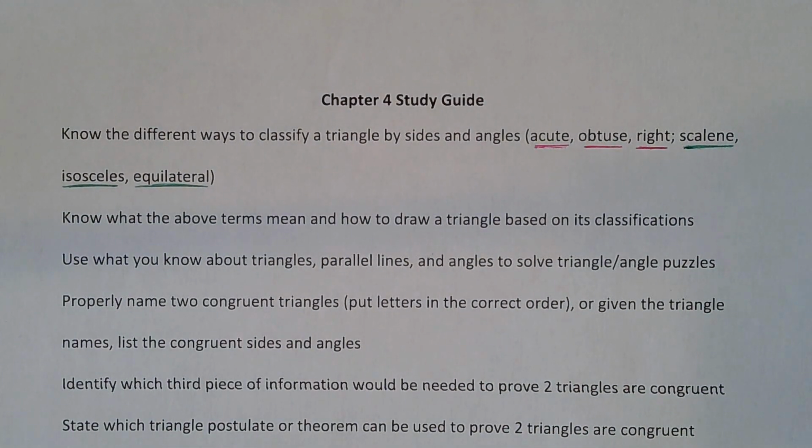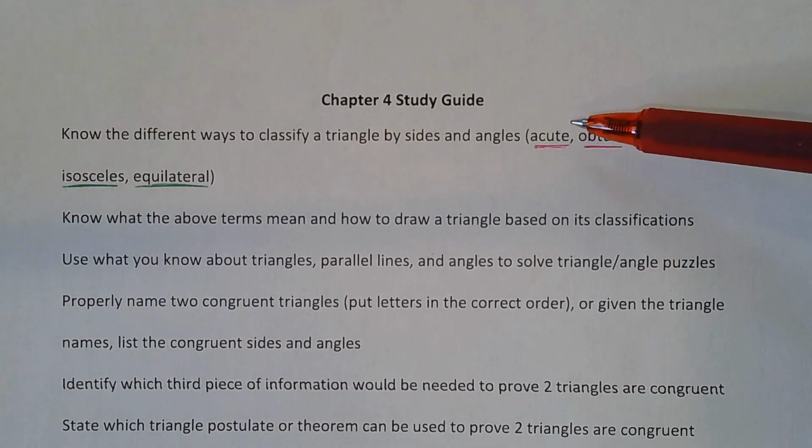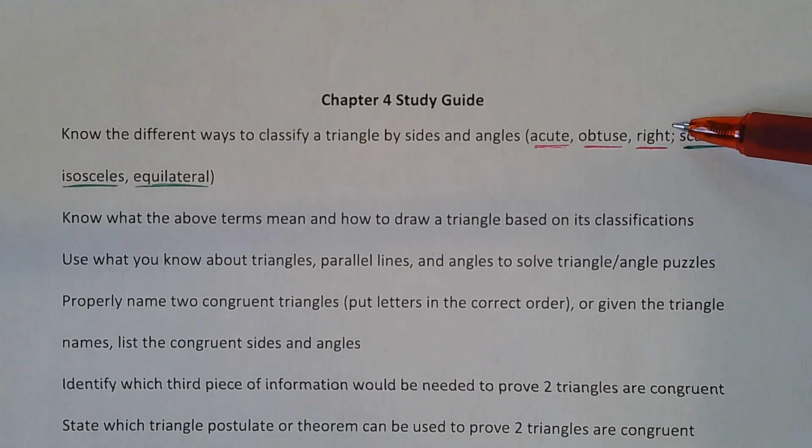So acute, obtuse, and right. Acute would mean that all three angles are less than 90 degrees. Obtuse would mean there's one angle bigger than 90 degrees. And a right triangle would mean there's just one angle that has 90 degrees. The other two would obviously be acute then, but it has one 90-degree angle.